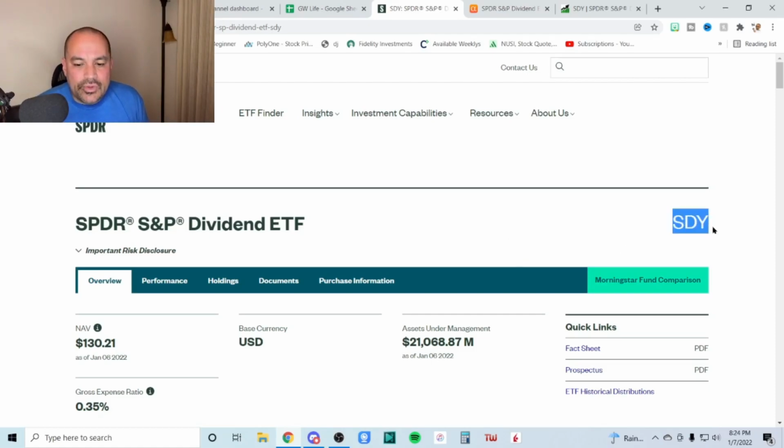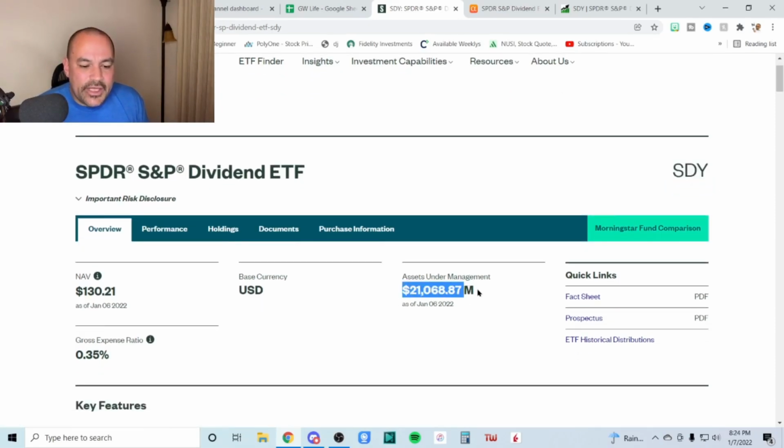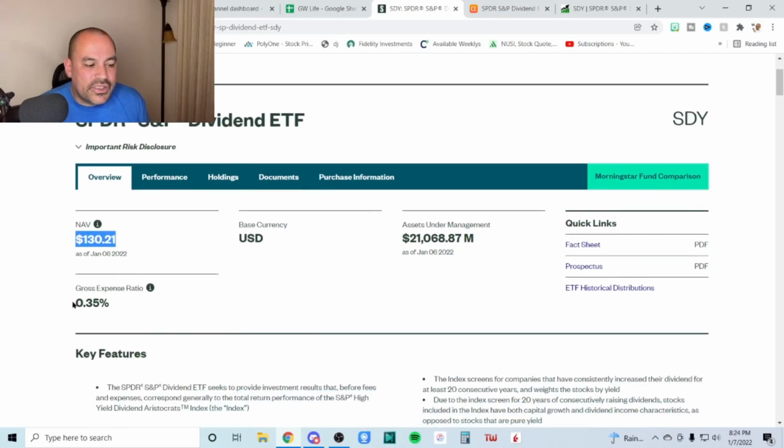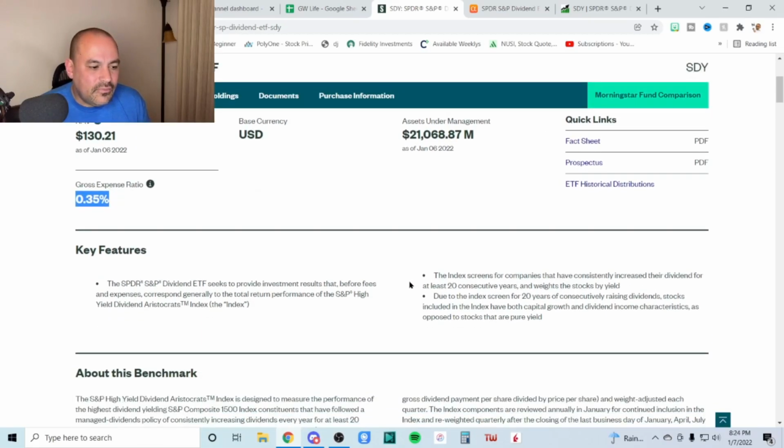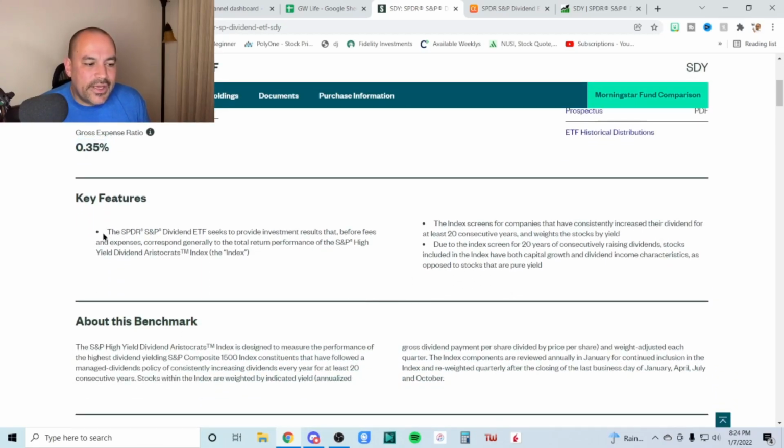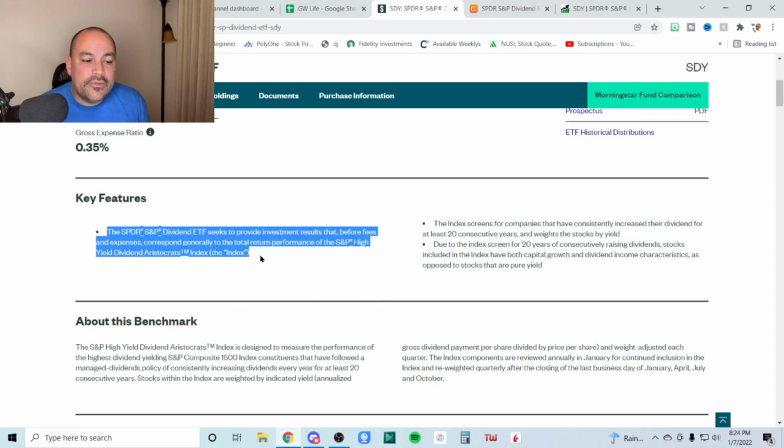So like I said, ticker symbol SDY, assets under management as of January 6th, 21 billion, 68.87 million. Currently trading for right around $130 per share. Gross expense ratio, a respectable 0.35. So the SPDR Dividend ETF seeks to provide investment results that, before fees and expenses, correspond generally to the total return performance of the S&P High Yield Dividend Aristocrats Index.